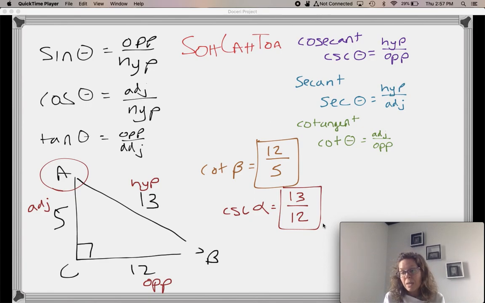All right? So that's it on our idea of reciprocal functions. We're going to take that sine, cosine, and tangent. We're going to flip them upside down and give them some new names.